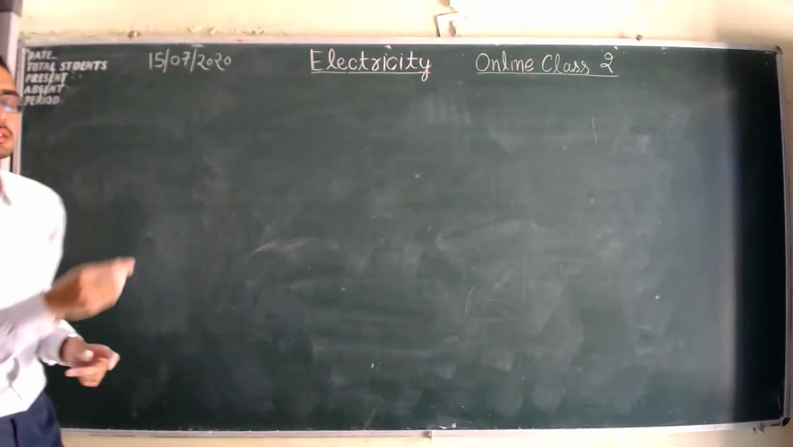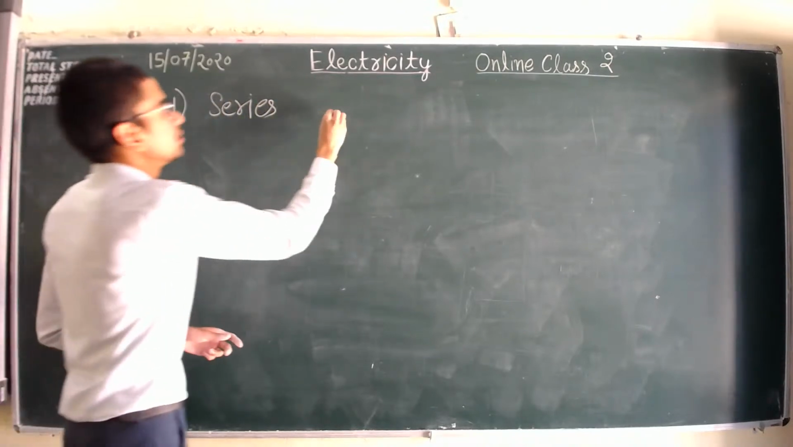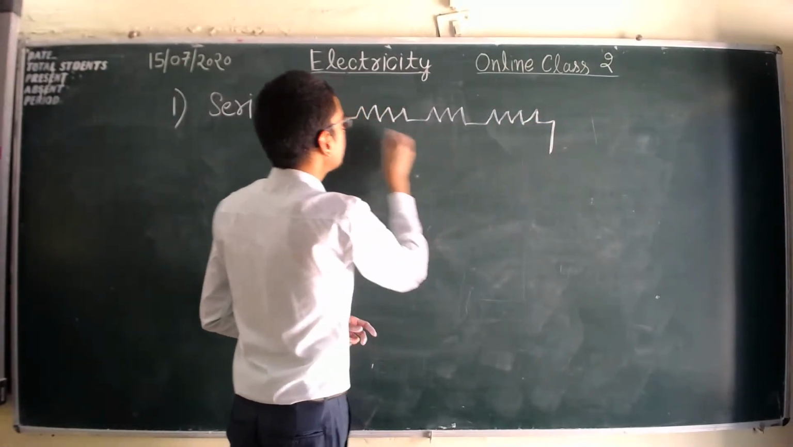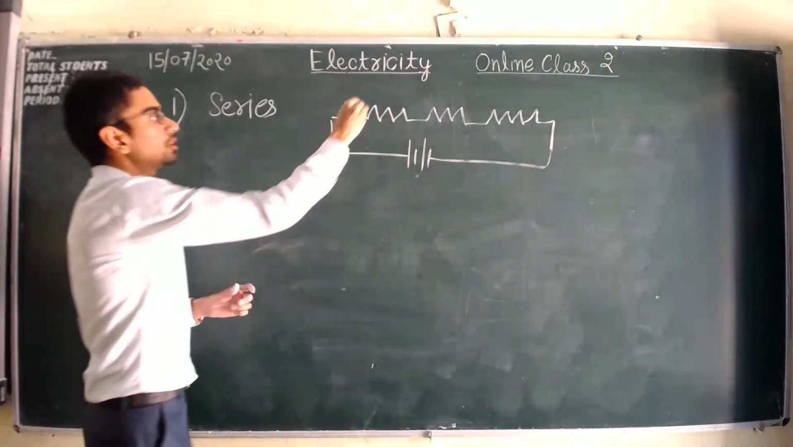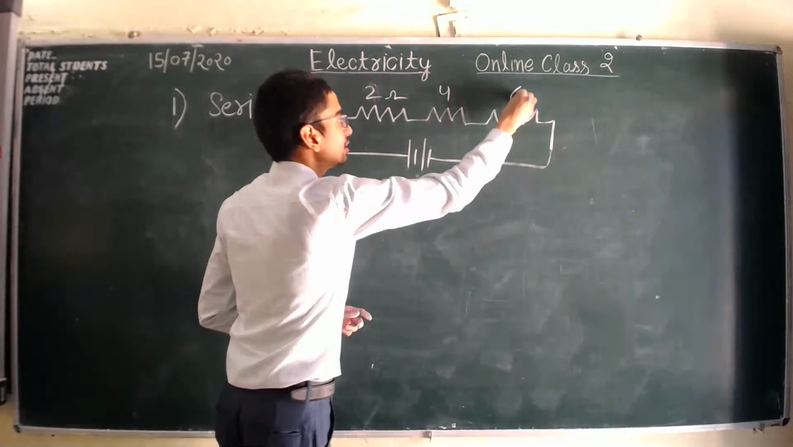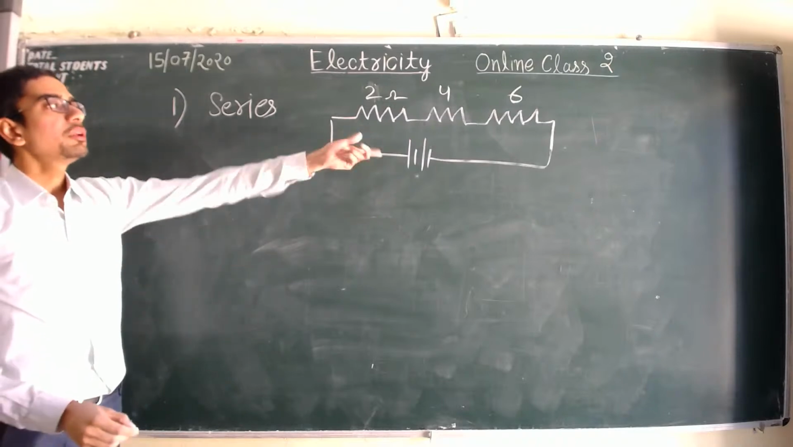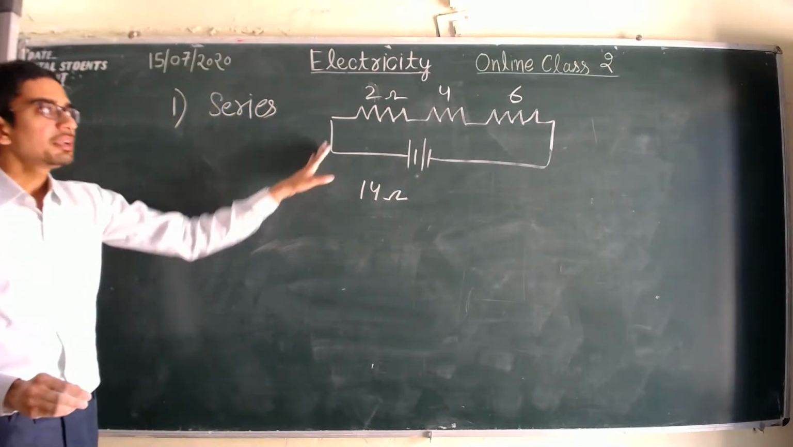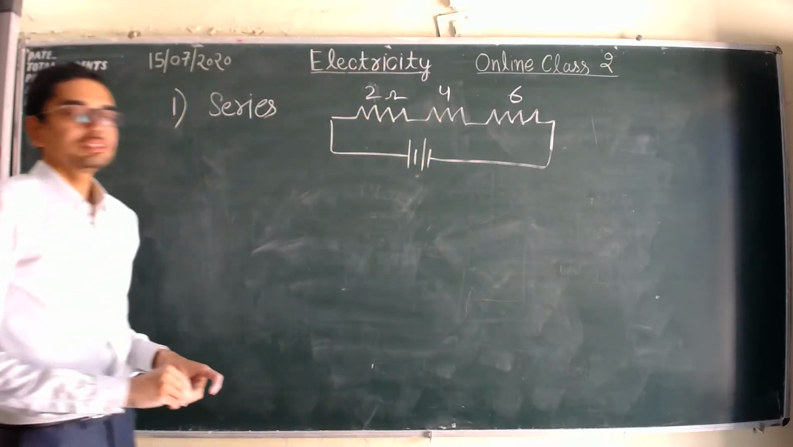So first combination is series combination. Very simple. Three resistances in series connected to a battery. Okay, I am asking you one question. This is 2 ohm resistance, this is 4 ohm, this is 6 ohm. What is the value of total resistance? Very easy, 2 plus 4 plus 6 कितना? 14 ohm. Easy, but ये आया कैसे? ऐसे कैसे हुआ? How do you find out the value of total resistance?